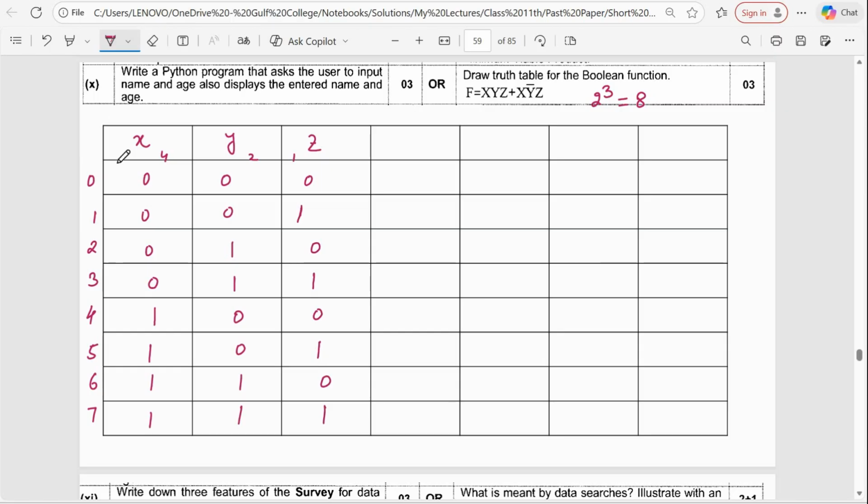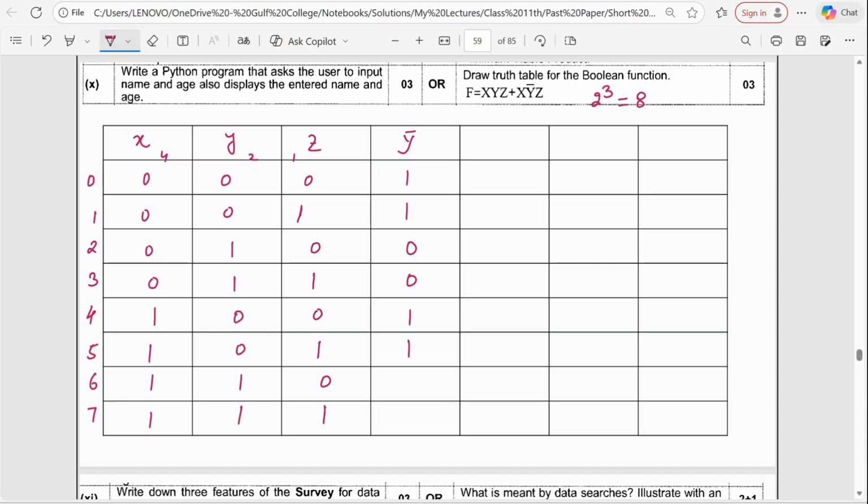Okay. In this way, next I need x, y, z. What will I do? I will calculate here only y complement. Y complement means the value should be inverted. If 0, then 1; 1 to 0. The y value of 0 will become 1. Next is 1, it will be 0. Next is 0, it will be 1. Next value is 1, it will be 0.